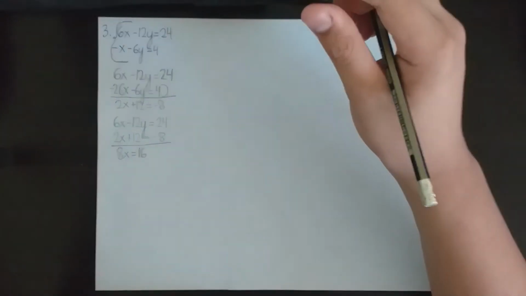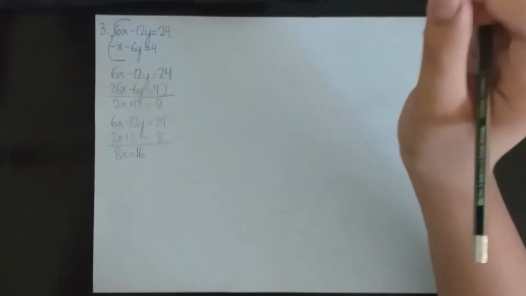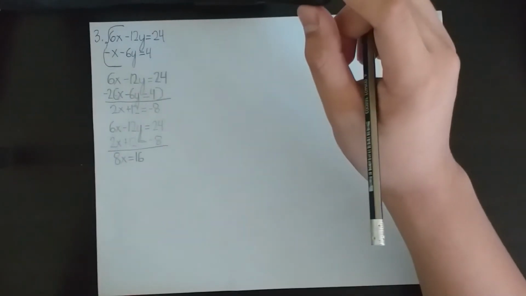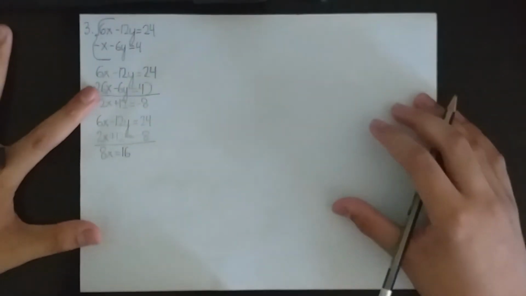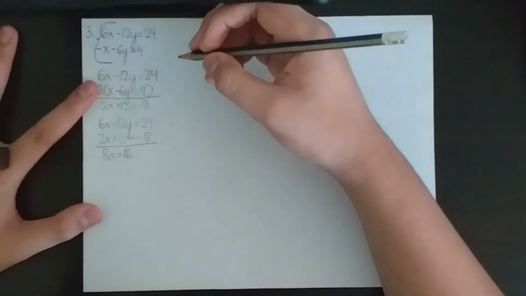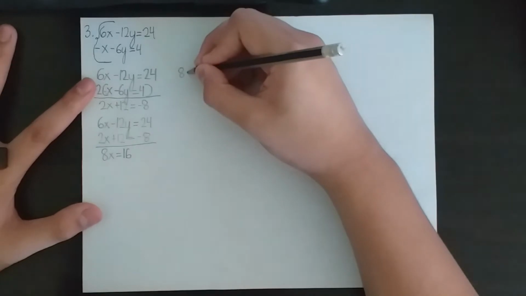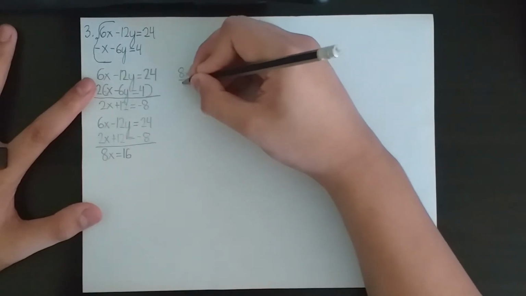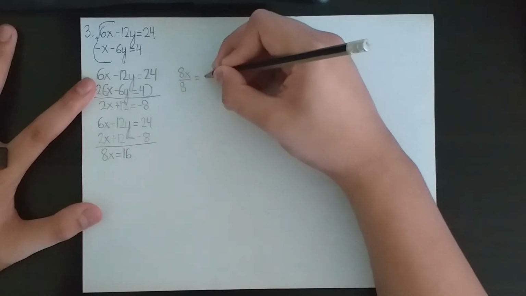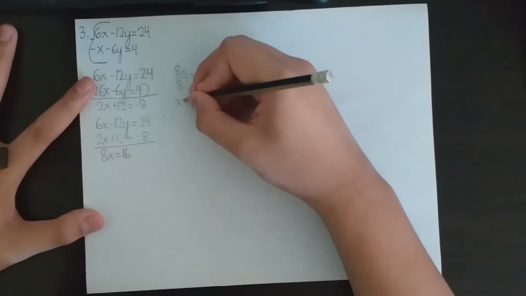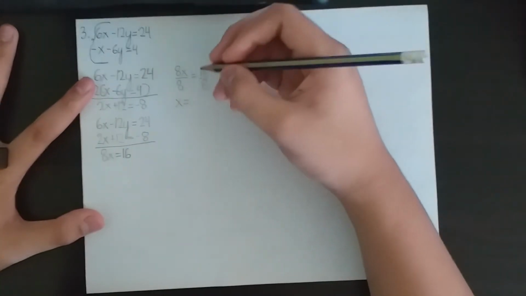After negative 2 is multiplied to the second equation, our result is 2x plus 12y equals negative 8. After that, it will be combined with the first equation, and the result is 8x equals 16. After that, we will be dividing both sides by 8. So for our final answer, x equals 2.